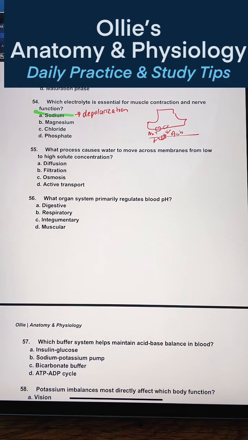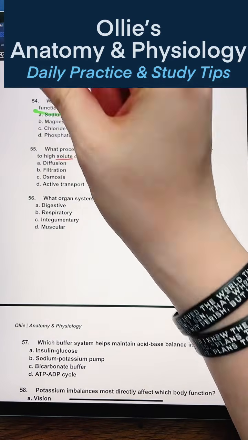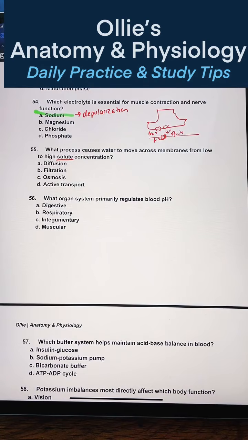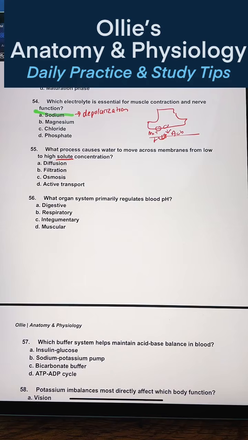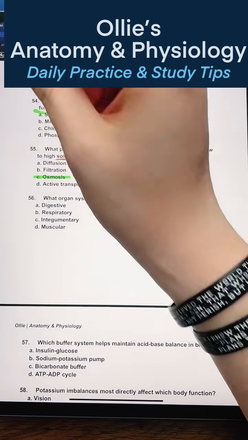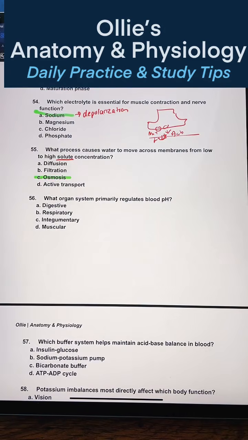So again, what process causes water to move across membranes from low to high solute concentration? Let's think about that real quick. It's going to be osmosis. In diffusion, these solutes move. In osmosis, water moves from low to high solute concentration. Filtration is more pressure driven. Active transport is going to require energy.